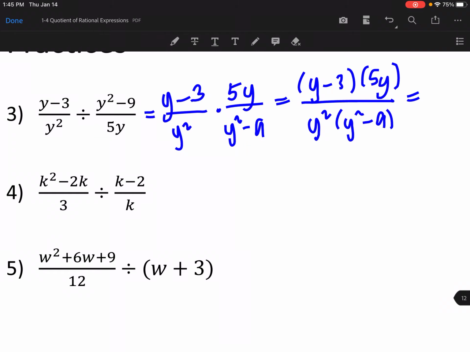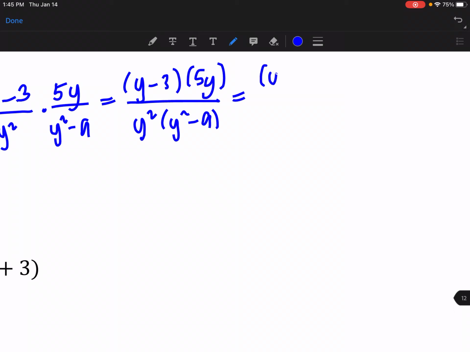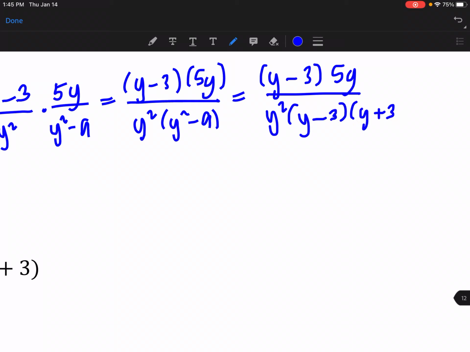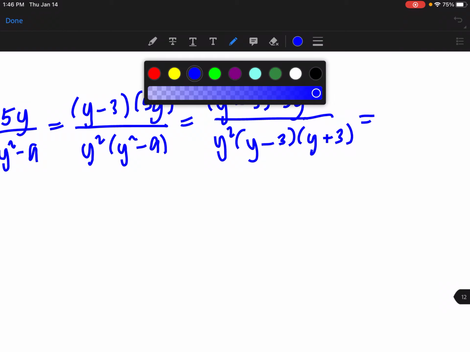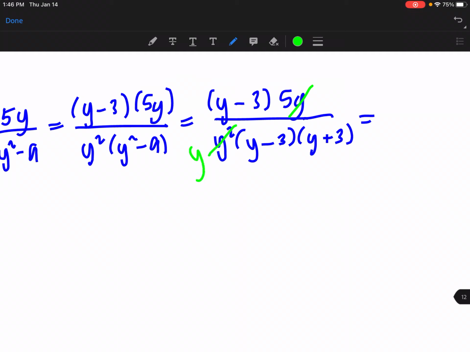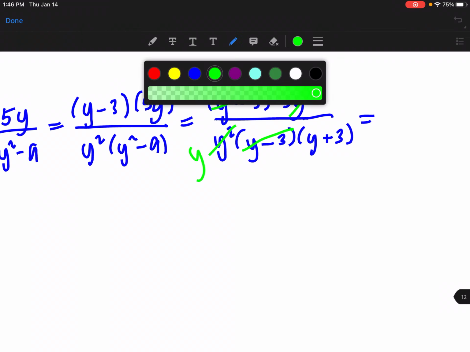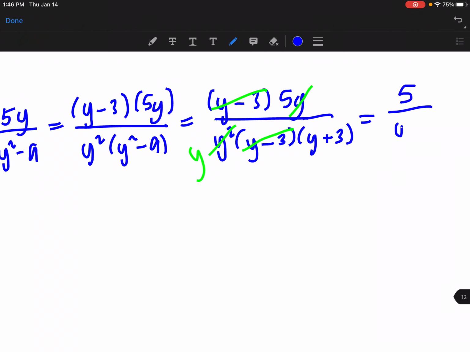Now I have y squared minus 9, so I can factor that. So let's factor that. I have y minus 3 times 5y all over y squared times y squared minus 9, and the square root of y squared is y, the square root of 9 is 3, so y minus 3 and y plus 3. Alright, then my last step is, can I simplify that anymore? I have y squared and y here, so I can cancel out one y. I'm left with 1 y. Then I can also cancel out y minus 3 and y minus 3. Therefore, my answer is 5 over y times y plus 3.